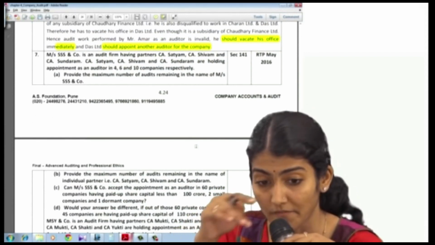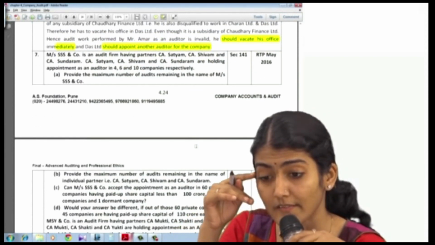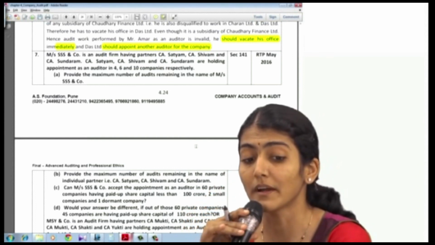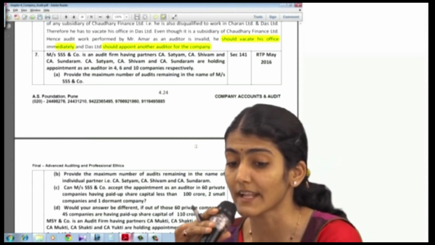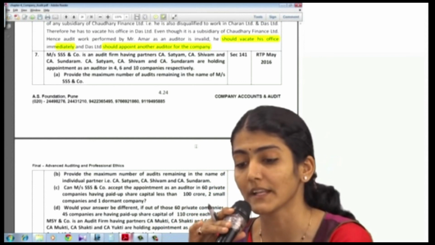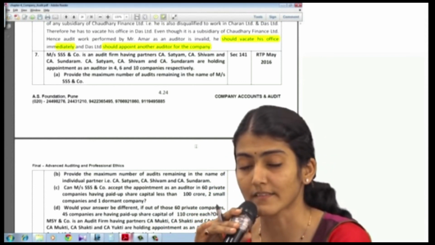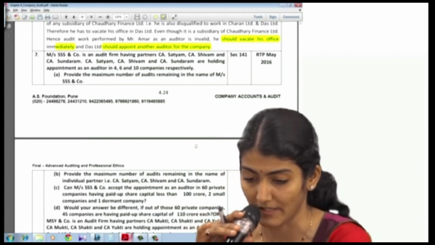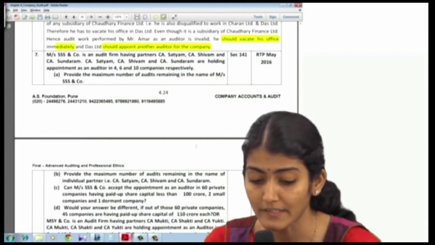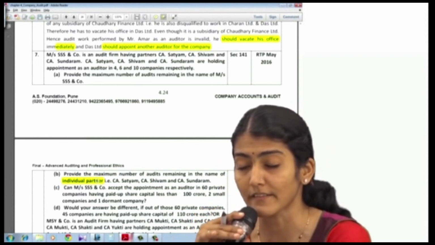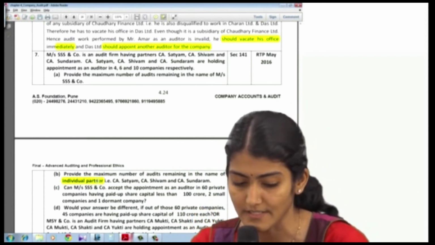Next one, question number 7. SSS and Company is an audit firm having partners Satyam, Shivam, Sundaram, who right now are doing the audits of 4, 6 and 10 companies respectively. So what are the maximum number of audits remaining? So 4 plus 6, 10, 10 plus 10, 20, 60 minus 20, 40 audits remaining. In the name of individual partners, so 20 minus 4, 16, 20 minus 6, 14, and 20 minus 10, 10.